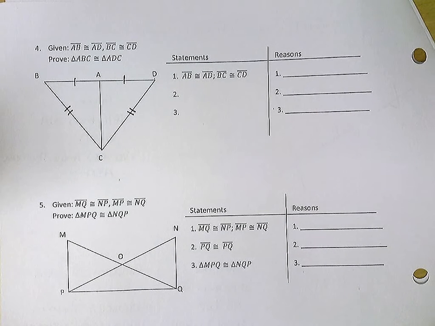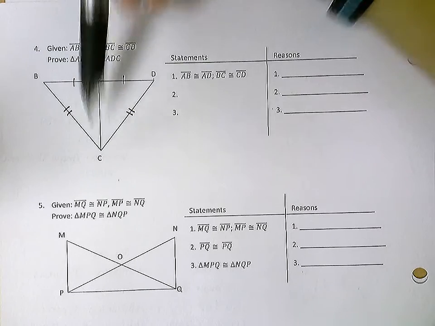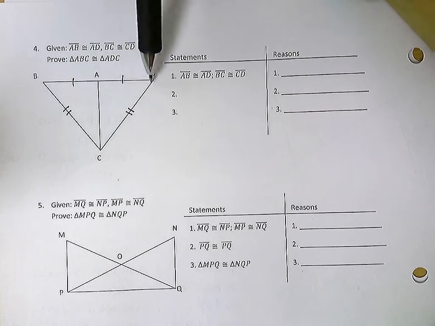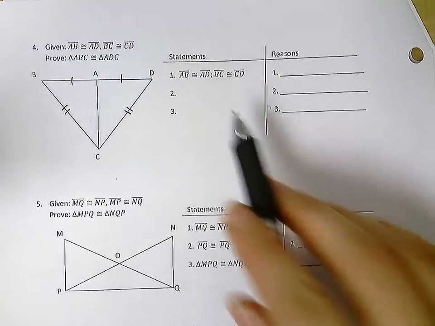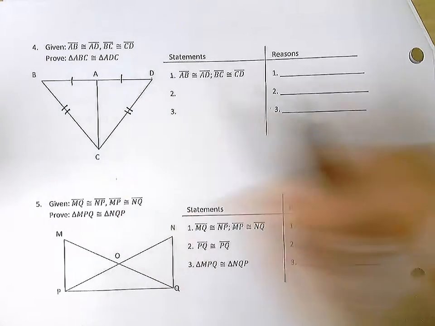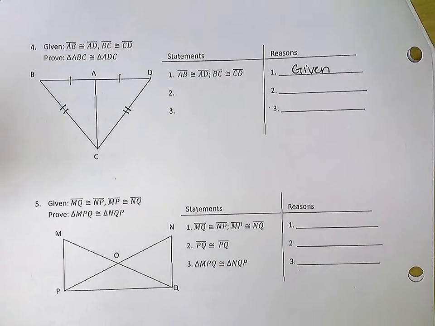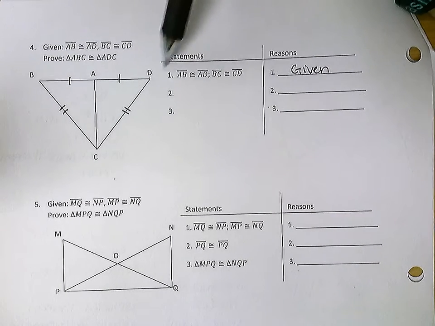Okay, so I'm trying to prove that triangle ABC, so this one here, is congruent to triangle ADC, so this one over here. Okay, so starting my proof, I always start with my given information, and the reason behind that is because it's given to you. Now, looking at this picture, I can't make another statement just by using this given.